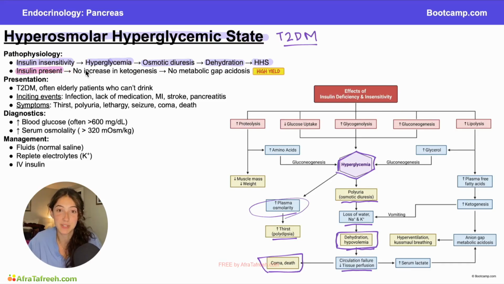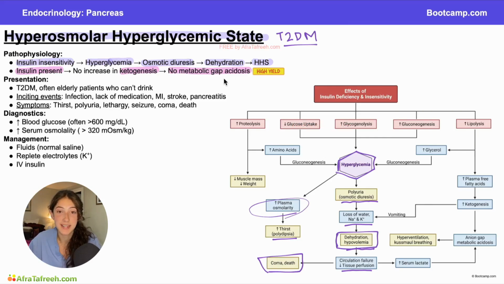It just isn't able to exert its end effects at end target organs because these organs have become desensitized to the presence of insulin. But because insulin is still present in the cell, this is going to prevent the stimulation of ketogenesis. So you're not going to see very high levels of ketogenesis in HHS, which also means that you will not see an anion gap metabolic acidosis.